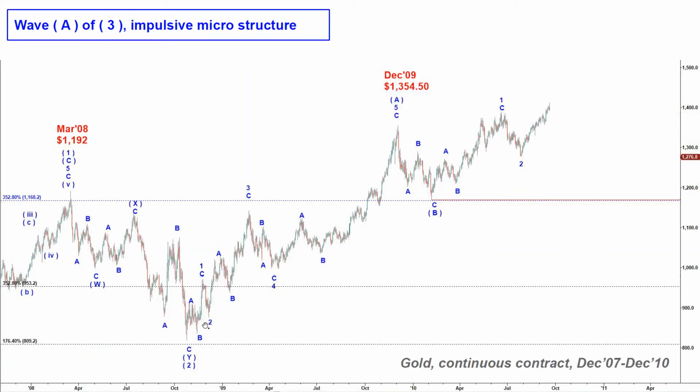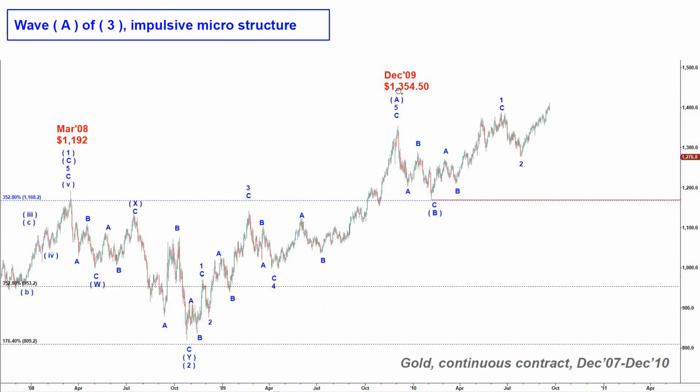Let's count them. So let's first count 5 waves up in wave parenthesis A of parenthesis 3. 1, 2, 3, 4, and 5. And look how extended that wave 5 up is. Normally, you have wave 3 as the strongest part of the rally, but even Elliott himself noted that wave 3 cannot be the shortest one, but it's not necessarily the longest one. And sometimes in commodities, you have those crazy extended wave C of 5 up, which we got in that particular case. So this is what we got.